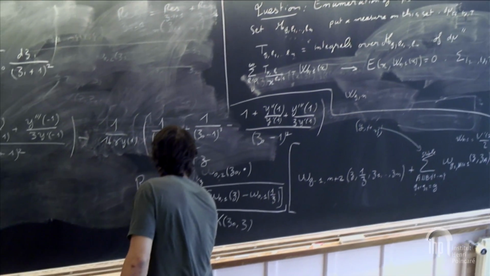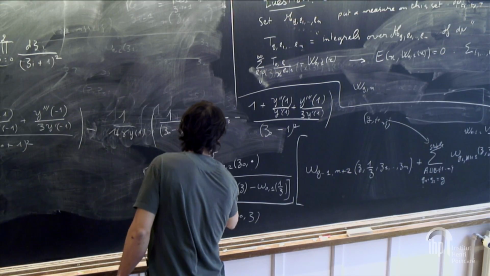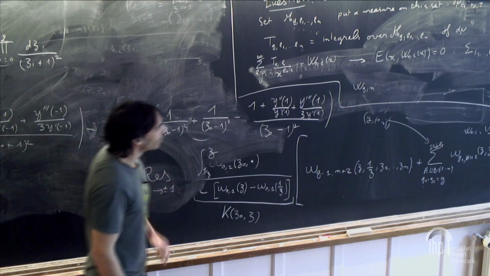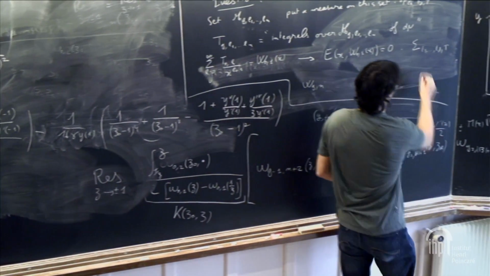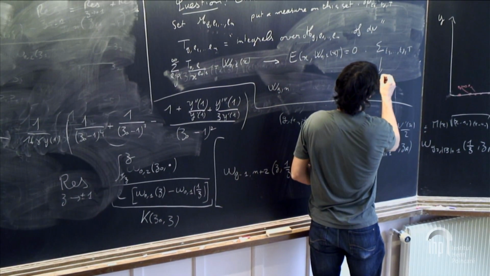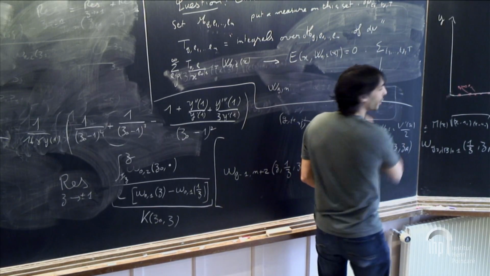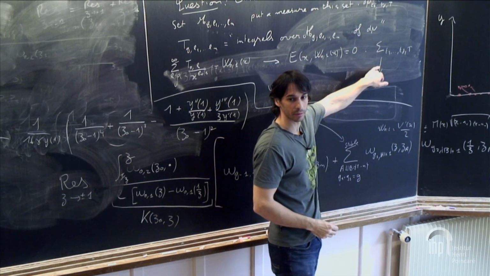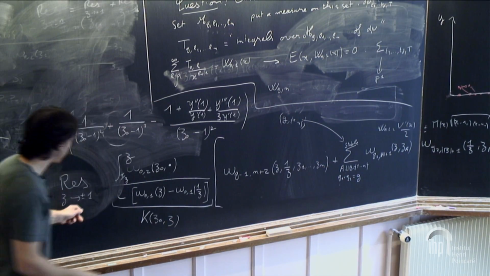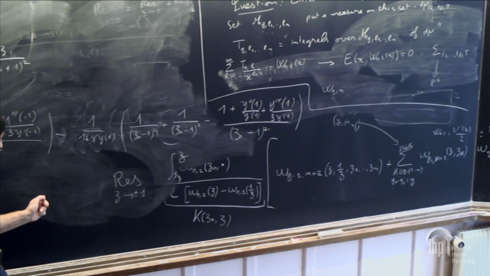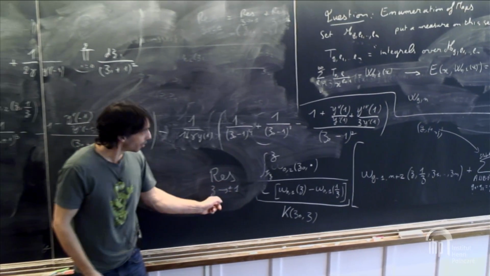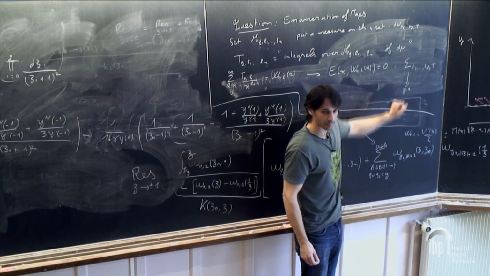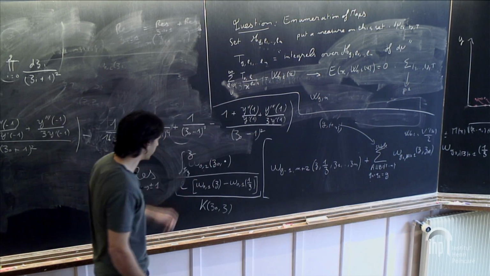What do I need for that? I need not many things. I need this surface built as a cover of, in this case, P1. And I need to know the ramification points of this cover. So in this case, just plus and minus 1. So I will compute always omega Gn as a residue at branch points of some cover of P1. In this case, this specific cover.